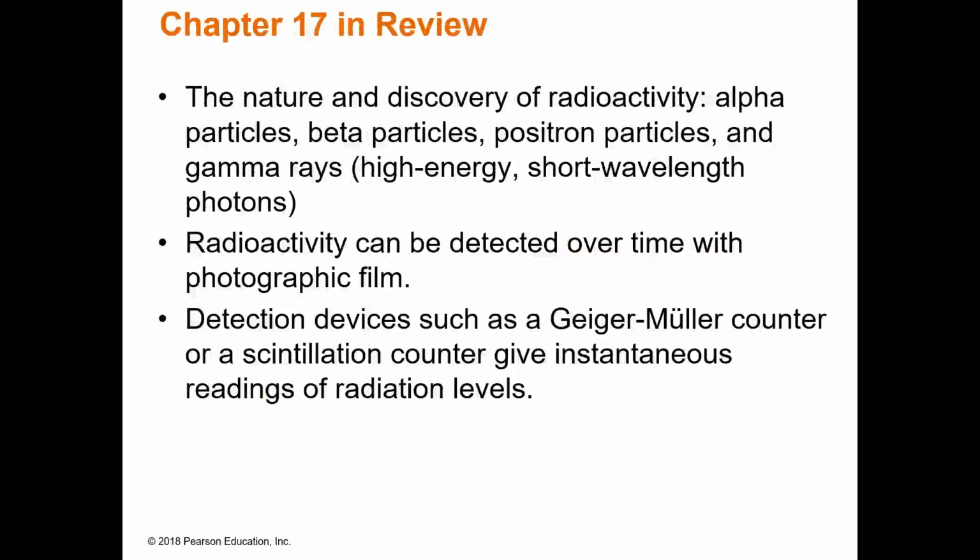Let's summarize what we've learned. We covered the discovery of radioactivity and the four major types. Alpha particles, big, slow, high ionizing, low penetrating. Beta particles, small, moderate ionizing and penetrating. Positrons, like beta particles but positively charged. Gamma rays, pure energy, low ionizing but highly penetrating.